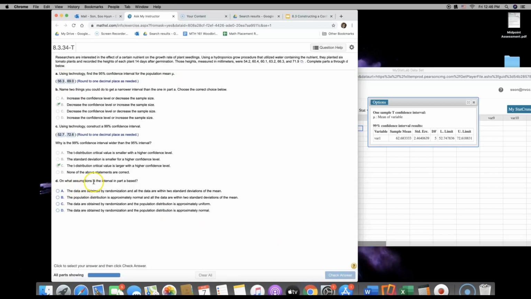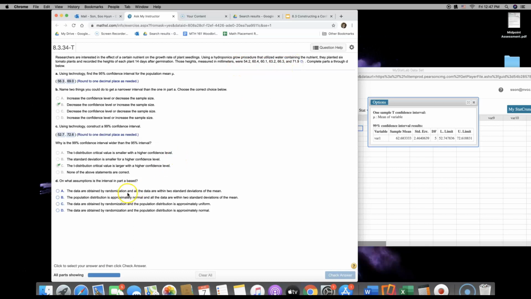On what assumption is the interval in part A based? Remember, I was complaining a little because they only have 6 tomato plants. If I only have 6 for my sample size, that's just too small. I can't really use the central limit theorem, right? Because it's not 30, it's just 6. So what we are assuming is that hopefully the population distribution for these tomato plant heights is normally distributed. And also these tomato plants are selected randomly. These are a random sample of tomato plants.